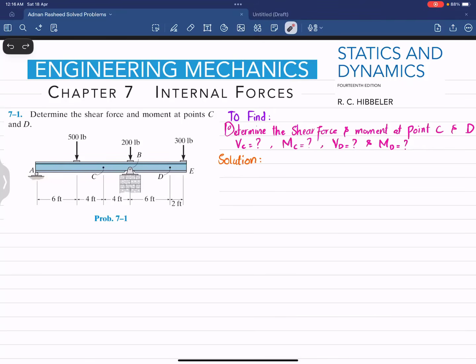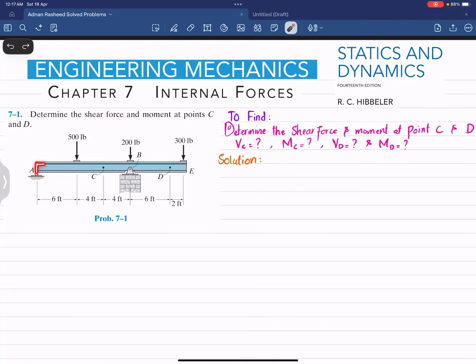Welcome back. In this video, we are going to solve problem 7-1 that is taken from chapter number 7, Internal Forces, and the book name is Statics and Dynamics by R.C. Hibbeler, 14th edition. So the statement is: determine the shear force and moment at points C and D.